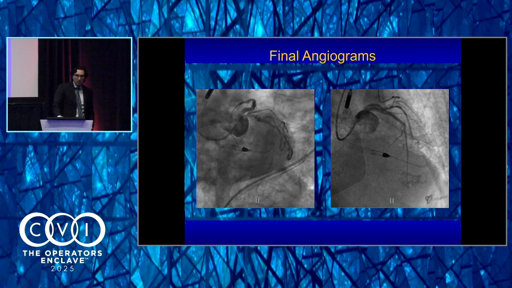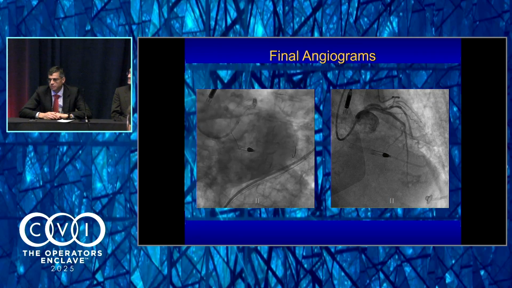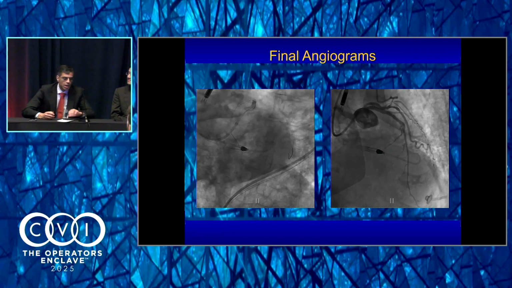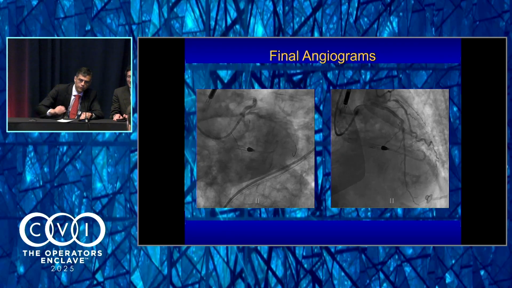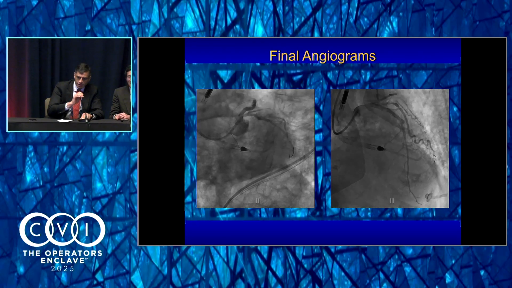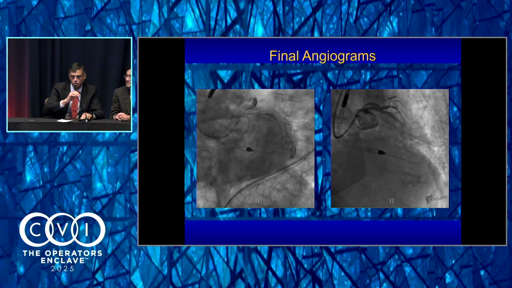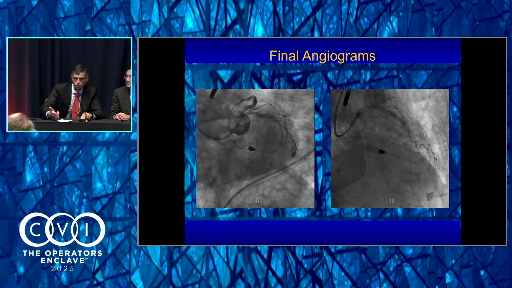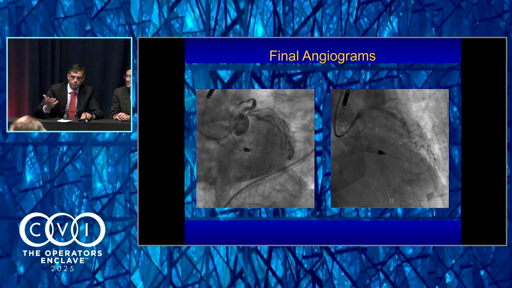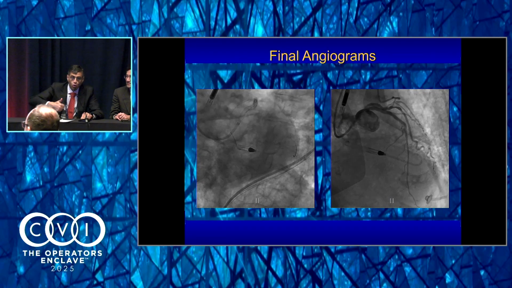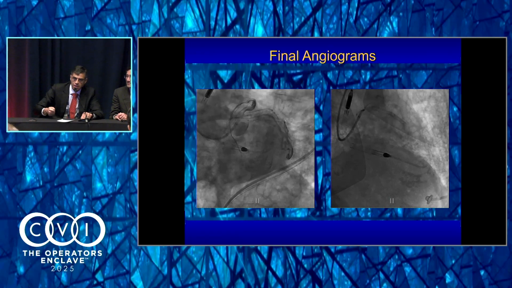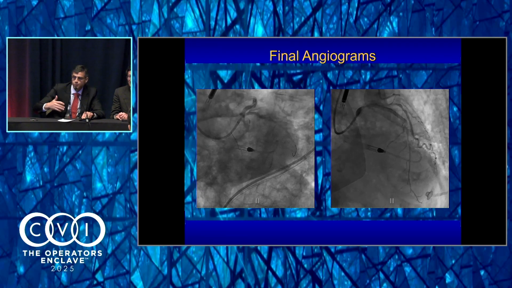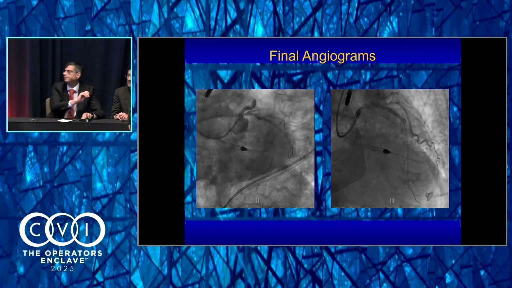What was the wire you used here? I don't recall. Probably a Runthrough or Whisper. Okay, so you heard this morning, right, from the talk from Dr. Katri, that you want to use special wires, right? You want to use either BMW or Runthrough is okay. You don't want to use a Sion Blue. That's the one where you're going to get stuck and you're going to lose the wire access coming back. And often it's good to put a buddy wire, but clearly this worked out great.